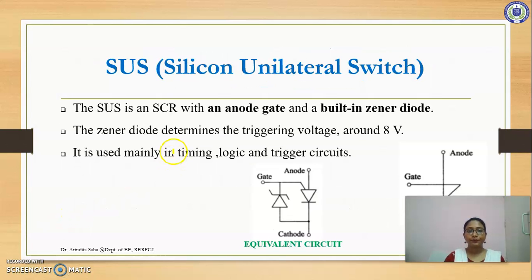Next is the silicon unilateral switch, SUS. The difference between the SUS and other members is quite visible by the presence of the Zener diode. In the other members discussed so far, we have not seen any such diode connected with the basic part. So here this Zener diode is connected as well. The gate is connected with the anode, and the Zener diode determines the triggering voltage of around 8 volt. It is mainly used in timing, logic and trigger circuits.